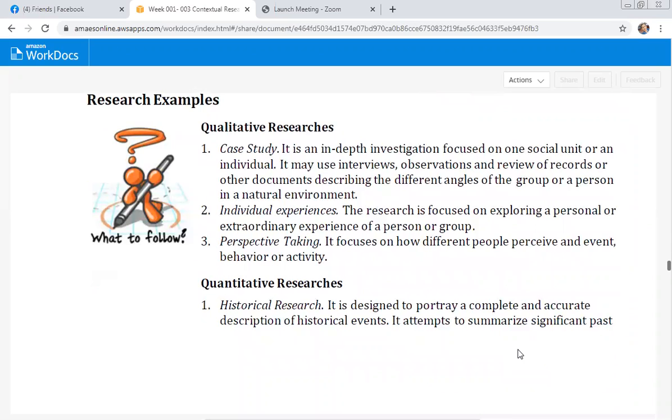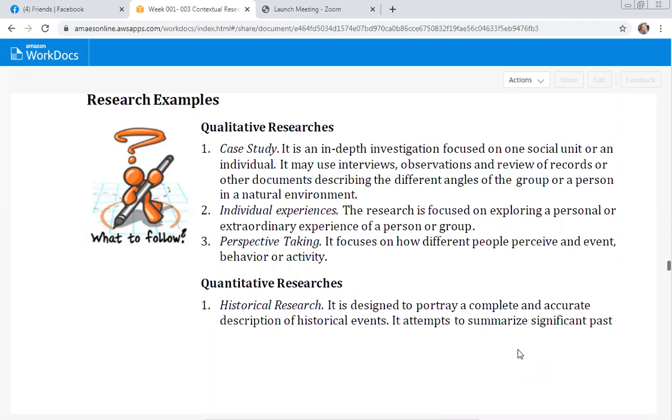So we have qualitative researches. Number one is case study. Number two is individual experiences. And number three is perspective taking. So how does it work? Case study is an in-depth investigation focused on one social unit or an individual. It may use interviews, observations, and review of records or other documents describing the different angles of the group or a person in a natural environment. So case study, let's have an example. Let's get a social unit or an individual in the society.